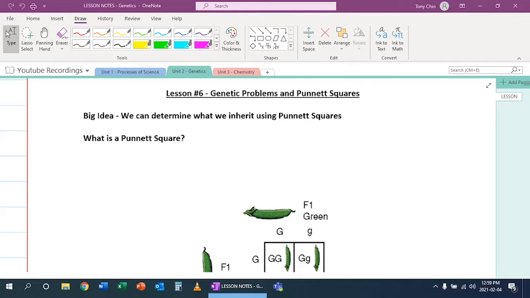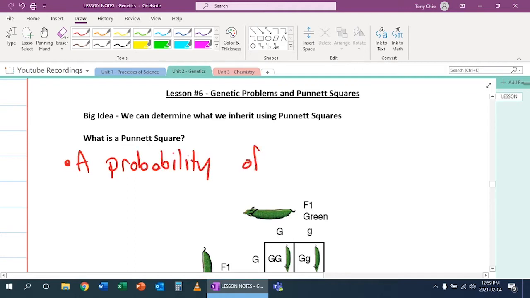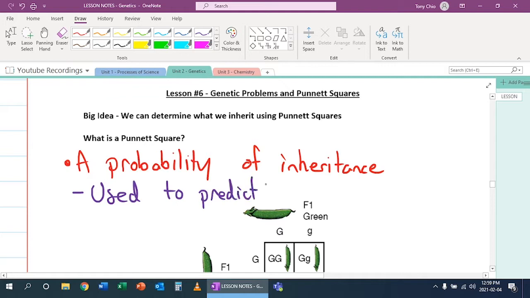Hey everybody, in this lesson we're going to talk about Punnett squares. So what is a Punnett square? A Punnett square is basically a probability of inheritance. Now what does that mean? It's basically that inheritance is by chance, and whatever trait you inherit is by chance. It's a probability that you inherit it, and the Punnett square is able to show that. Now how? Basically, it's used to predict possible gene makeups of offspring.